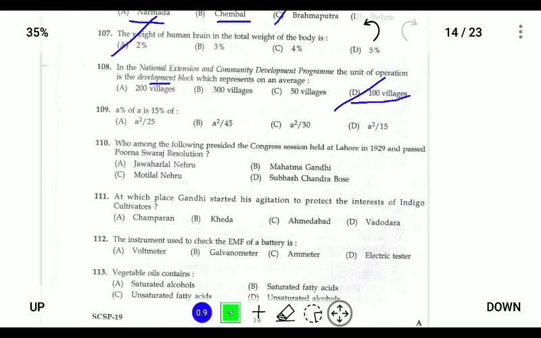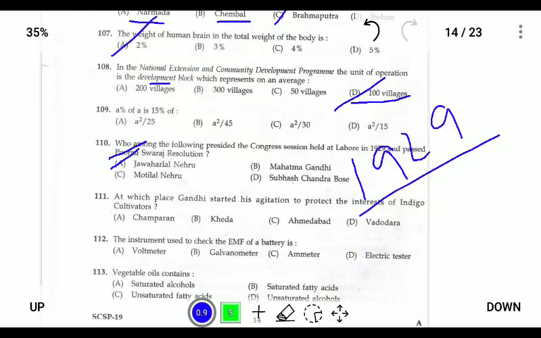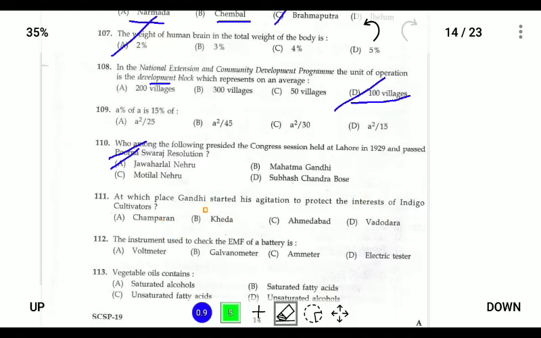So next, question number 110. Who among the following presided the Congress session held in Lahore in 1929 and passed the Purna Swaraj resolution? So the answer is Jawaharlal Nehru. Jawaharlal Nehru was the president of the Indian National Congress session of Lahore, where in 1929 the Congress advocated for complete independence or Purna Swaraj. So following this Purna Swaraj, the only aim of the Congress was complete independence, not dominion status.